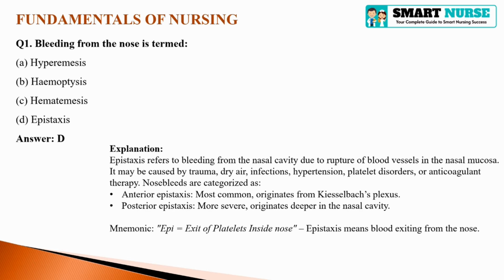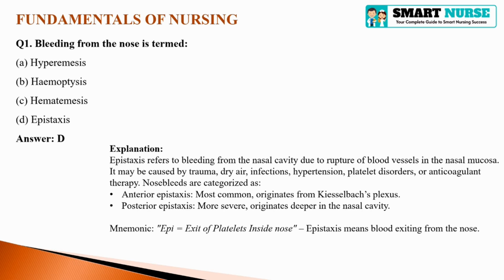First question: bleeding from the nose is termed. Options are A. Hyperemesis, B. Hemoptysis, C. Hematemesis, D. Epistaxis. So among the four options, the answer is D, epistaxis. First of all, what are hyperemesis, hemoptysis and hematemesis? And what do we call bleeding from the nose?